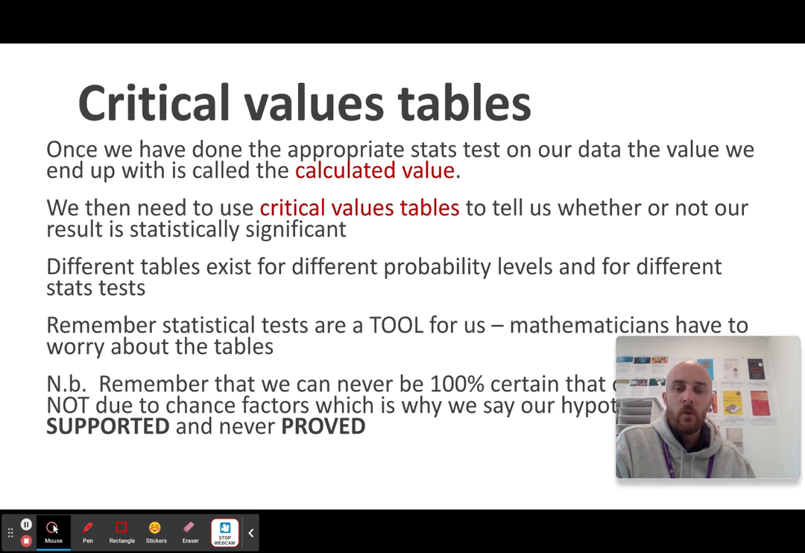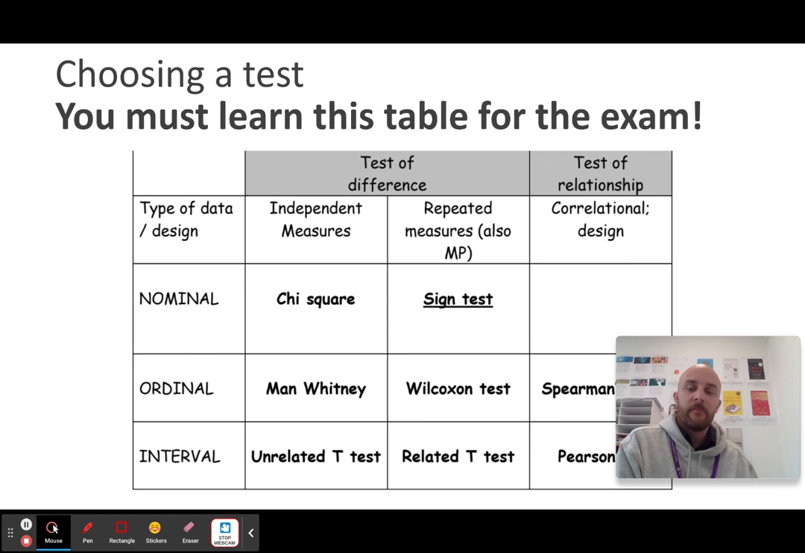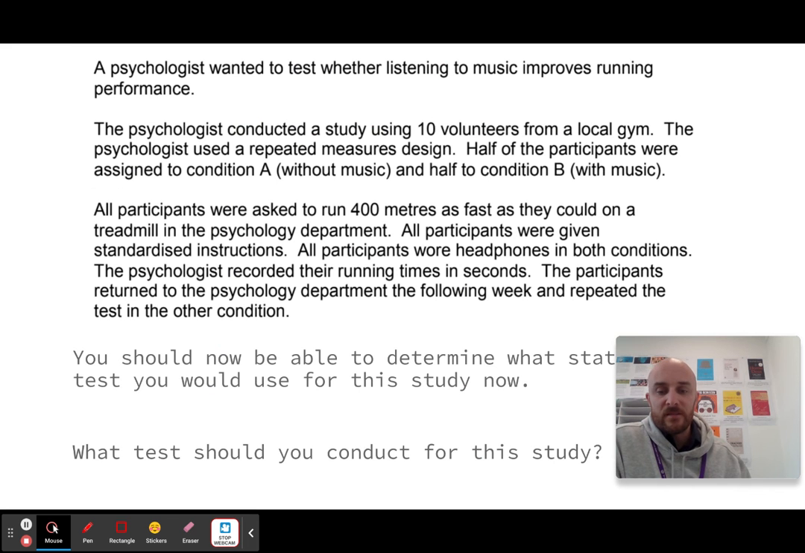So in this case, what we are clearly dealing with here is a Wilcoxon test. It's repeated measures. It's a test of difference because it's an experiment. It's ordinal data because you're using rankable data for your DV, and therefore this test is a Wilcoxon test. And you'd have to be able to describe that.